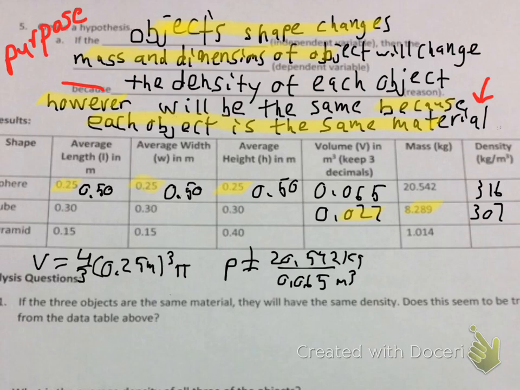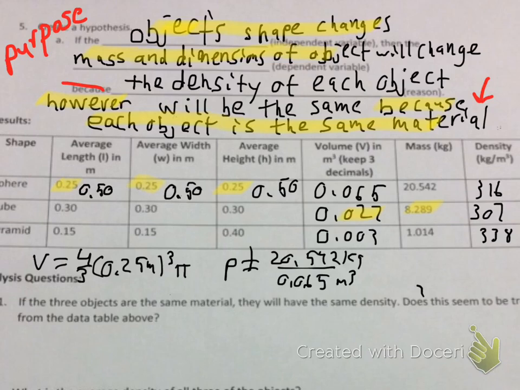And for the pyramid, we take the length times the width times the height, and then we divide it by 3. So remember, this is on the front page of the sheet. And that comes out to be a very small number. Okay, the volume of the pyramid is very small in comparison. So since it has a small volume, the mass will be small, and the density that we calculate is 338. Okay. All right.